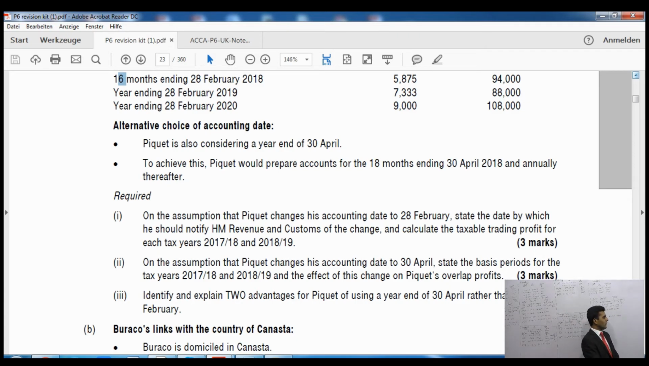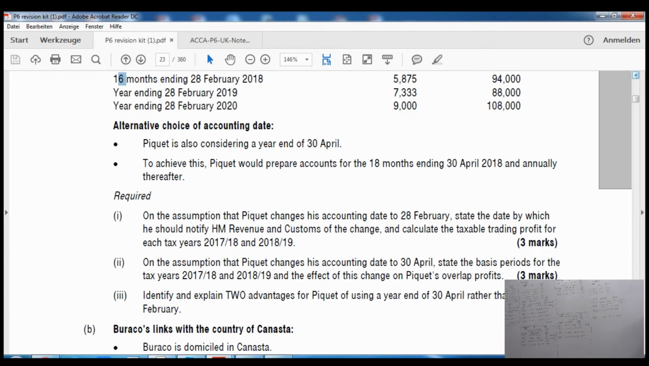Now for this requirement as well, you will have to assume that £15,000, we have the overlap profit in the start of the question, so we haven't used that. All right, so it is totally different from the previous requirement. Don't assume that we have already used four months worth of overlap profits. We still have 5 months worth of overlap profits.